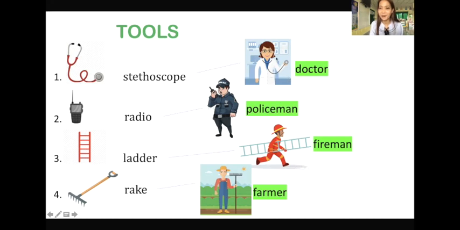Now, let's have the pictures on the right side here. So, can you tell me who is she? She's a doctor. Yes or no? Yes. How about this man? Who is he? He's a policeman. Right? Now, we have here... Do you know who is he? He's the one killing fires. He is a fireman. Now let's have number four. Who is he? He works at the farm and he is a farmer.